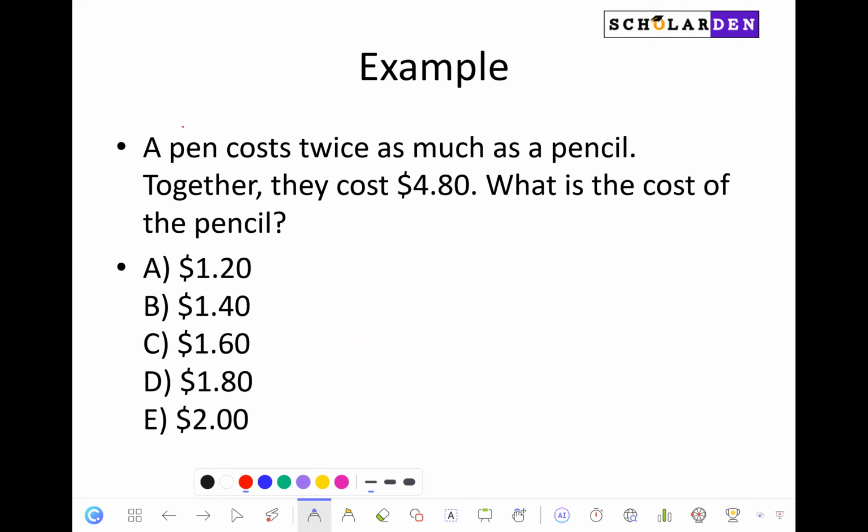Okay. A pen costs twice as much as a pencil. Together, they cost $4.80. What is the cost of the pencil? Okay, so let's see over here. So we've got a pen. Let's assign this as P. And then because a pencil also starts with a P, let's not assign the same variable to this, but because this is a different quantity, we assign this variable as N. All right, so now we have got two variables, P and N.